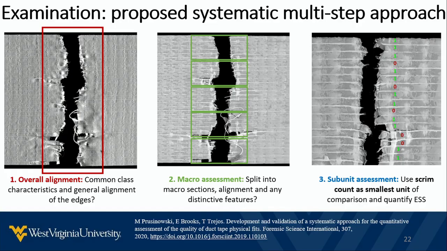The second step consists in doing the macro assessments. For duct tapes, we split the width of the tape into 5 equal sizes, and then we evaluate a series of features that I'm going to be describing in a moment and document that. And finally, we move to the microscopic stage.